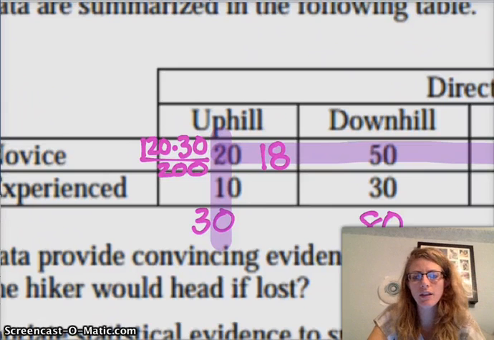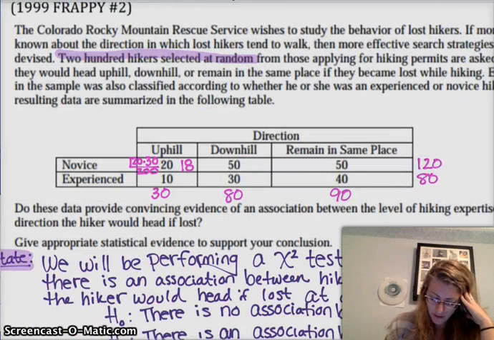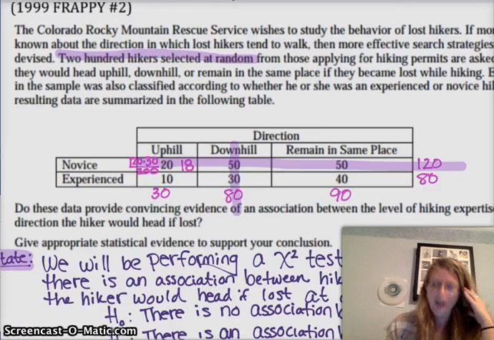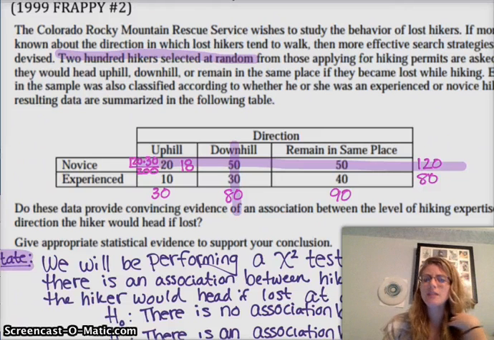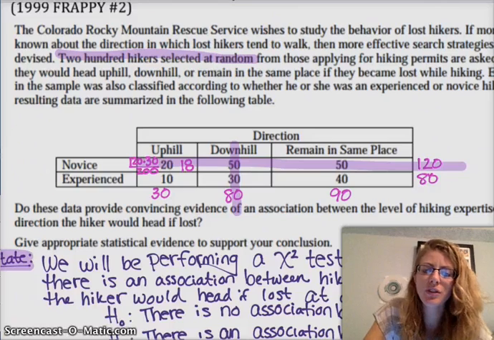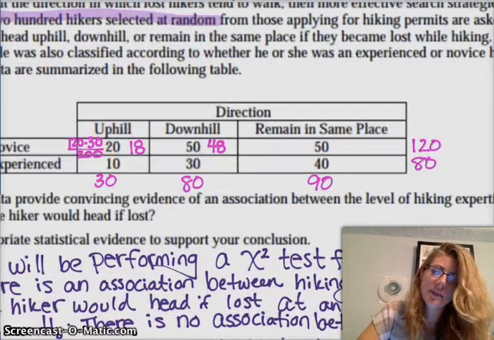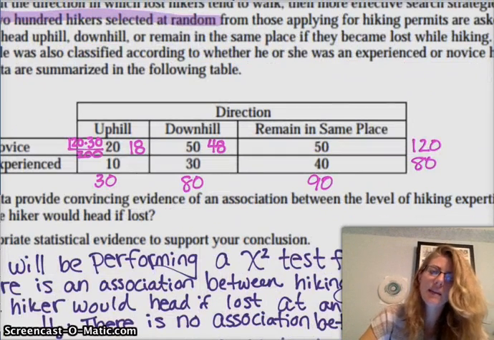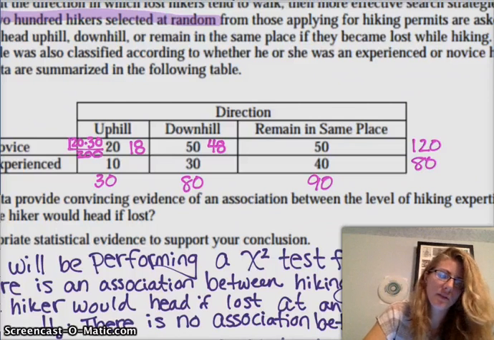Our next one, we could do downhill novice, in which case we need our row total, which is 120, times our column total, which is 80, divided by our total total, which is 200. And we end up with an expected count of 48. Same thing for the rest of them. I'm just going to fill them in.